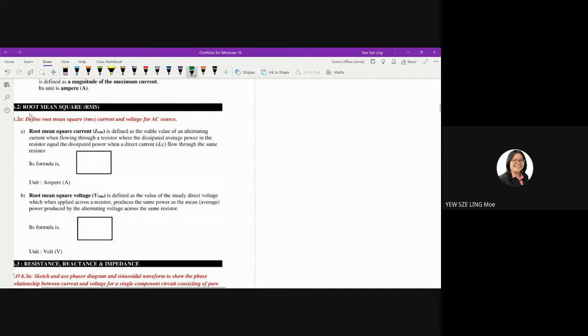So what does it mean by root mean square value? Just now I told you it's the effective value. Now let us go through the definition. Root mean square current is defined as a stable value, or an effective value, of an alternating current flowing through a resistor, where the dissipated average power in the resistor is equal to the dissipated power when a direct current flows through the same resistor. So you calculate the dissipated average power. This power is the same as the dissipated power when you use direct current.